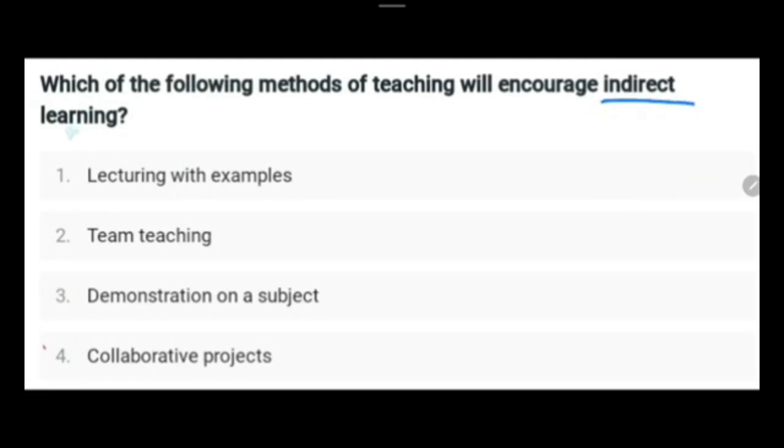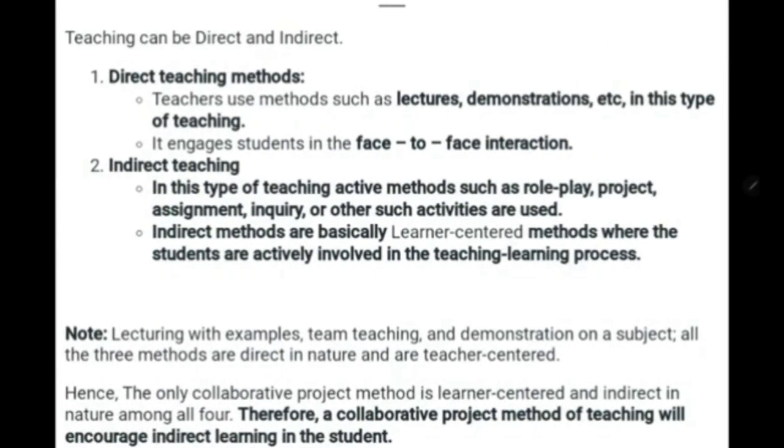Which of the following methods of teaching will encourage indirect learning? Indirect learning, that is option 4, collaborative projects. Teaching can be defined as direct or indirect. Okay.